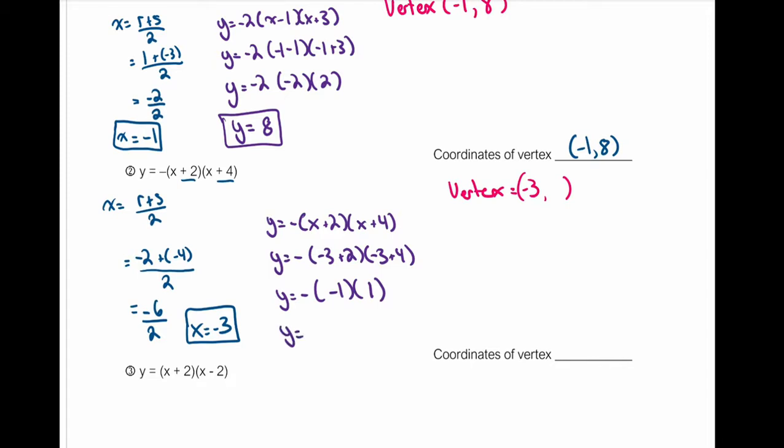And in this case, we get +1. So our vertex is going to be -3, +1. And again, the coordinates of vertex, -3, +1. We found the x and the y value. If we wanted to graph this, we could.